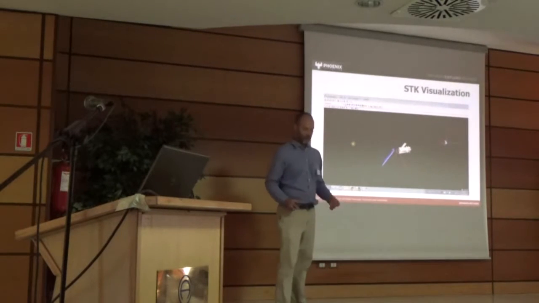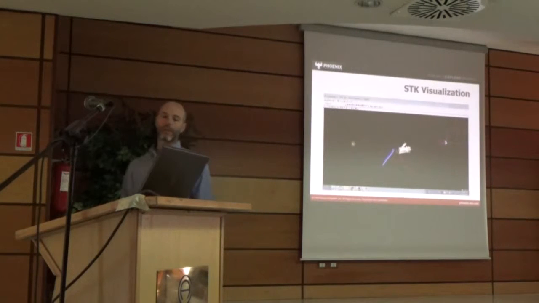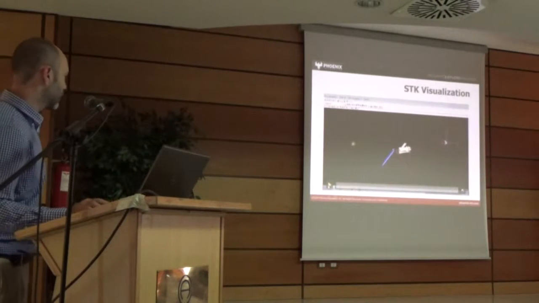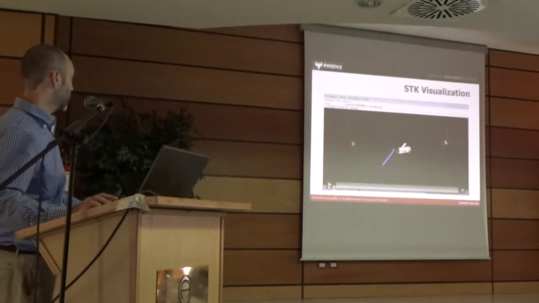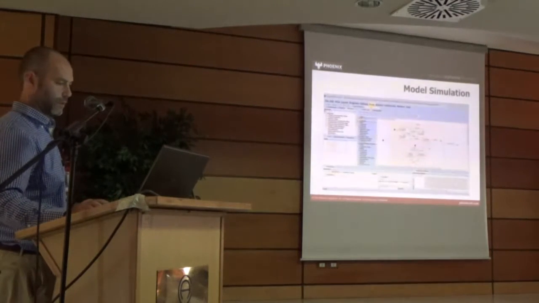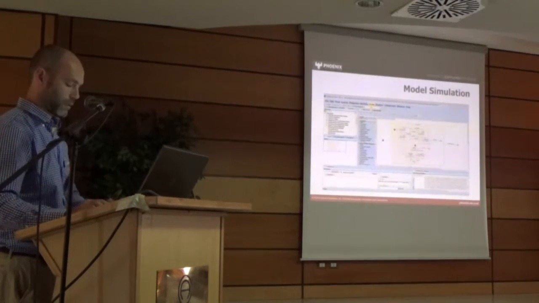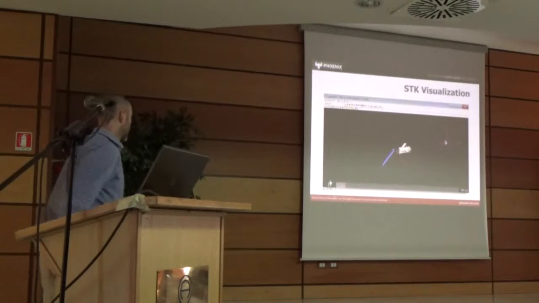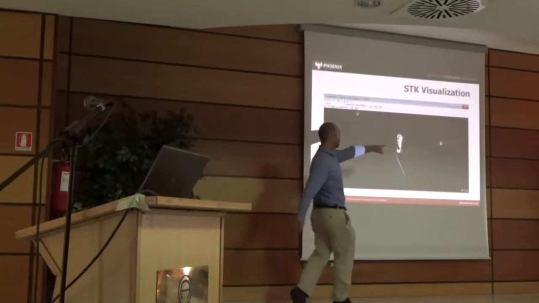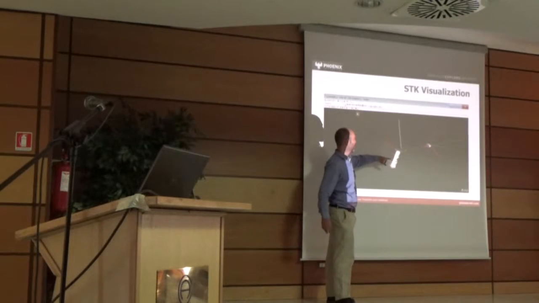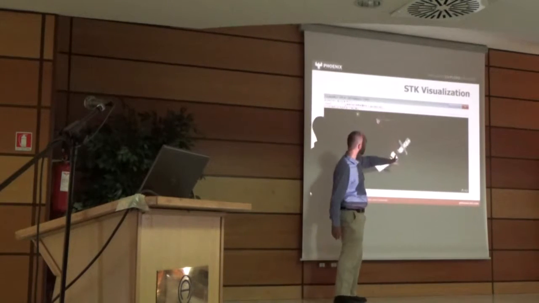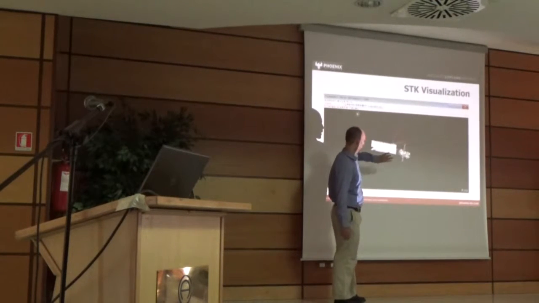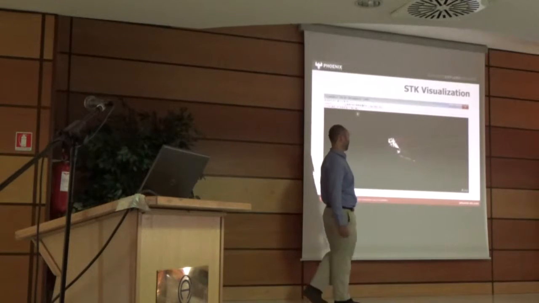This is a demo of the simulation done in STK of the actual rendezvous. So here we see the chaser approach the target, which is spinning. It will now find the axis of rotation, come in, match the spin, and then climb onto it.